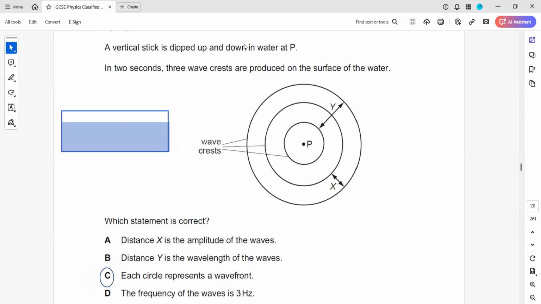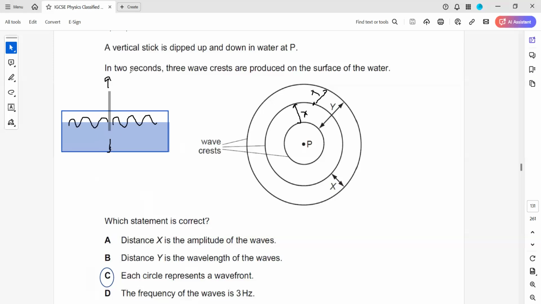So we use a vertical stick and that vertical stick we move up and down. As a result, when we move this vertical stick up and down, it will produce the waves or the ripples. But when you look from the top, you will not see the waves, you will see the wave fronts. And the distance between two successive wave fronts, that is also a wavelength. Like this can be a wavelength or this can be a wavelength.